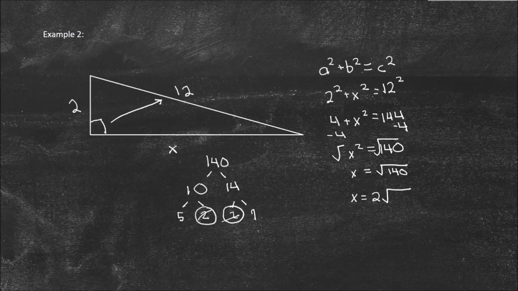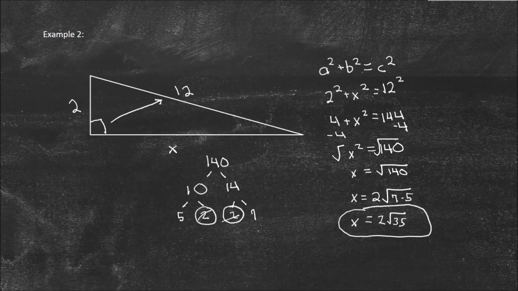Then on the inside, I would have 7 times 5. Because they're still there, I wasn't able to take them out. But I can simplify that, obviously, to 2 times the square root of 35. So that would be the simplified version of the square root of 140. Just ask your teacher if they want you to do that. Some do, some don't. So hopefully this makes sense.